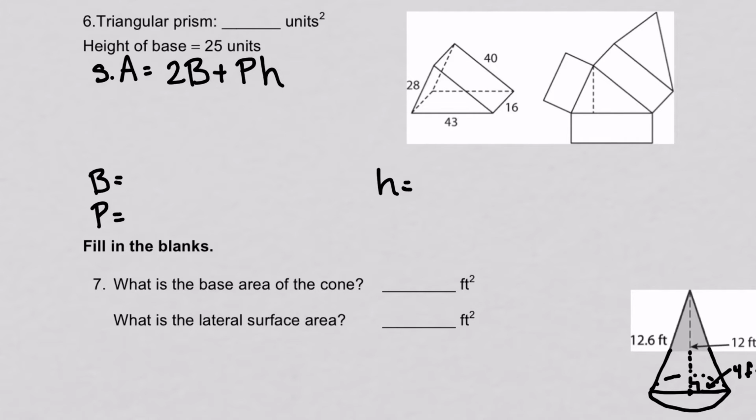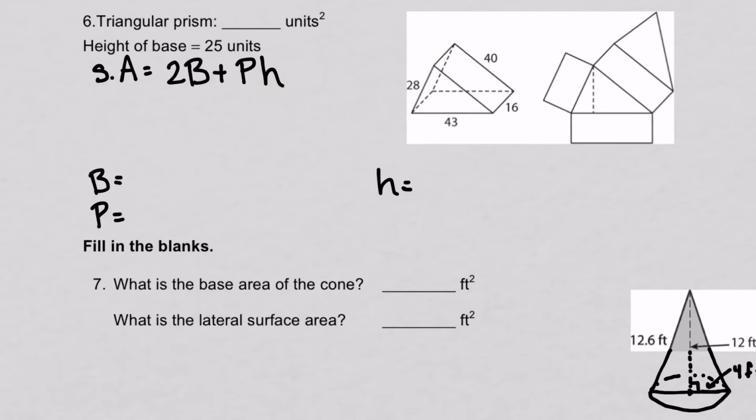Okay, H for the height of the prism. Remember, that means the height of the prism, not the height of the base, which are two completely different things. The height of the base is 25, which is this little distance right here. It goes from the top corner of your triangle all the way down because the base is a triangle here.